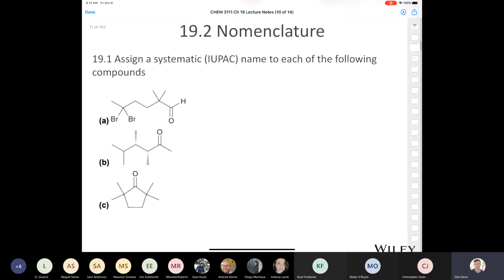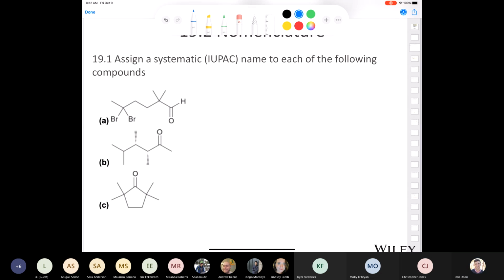All right, here's where I was getting to. I wanted to try some nomenclature practice. The first compound is an aldehyde in 19.1a. Of course, we want to identify the longest carbon chain, which I think is pretty abundantly clear in this compound. This is the longest carbon chain. It has a total of 6 carbons. And we want to number that carbon chain in such a way that we give the carbonyl the lowest possible number. Now, when it's an aldehyde, the carbonyl carbon is going to be given the number 1.